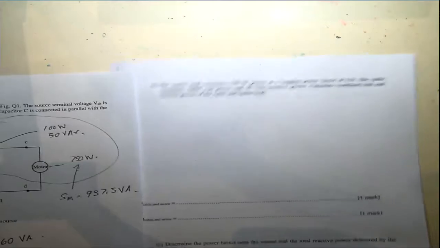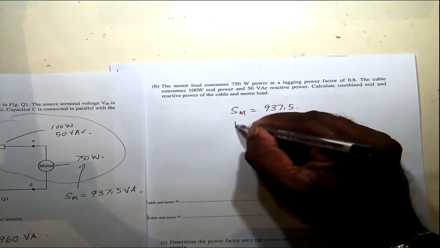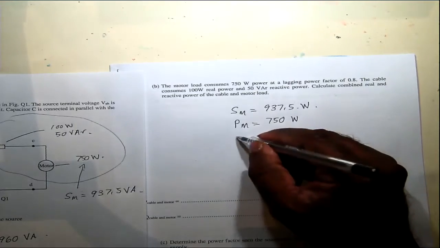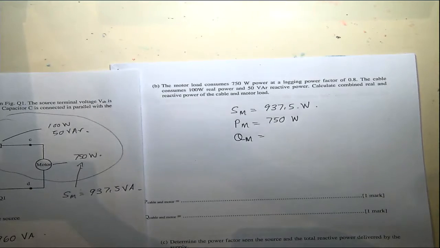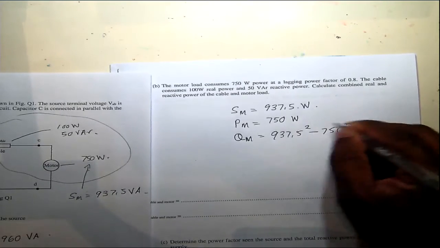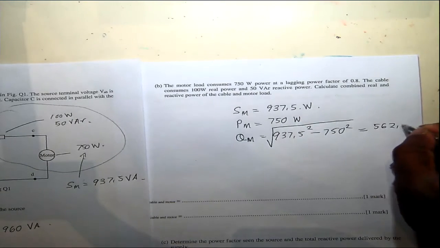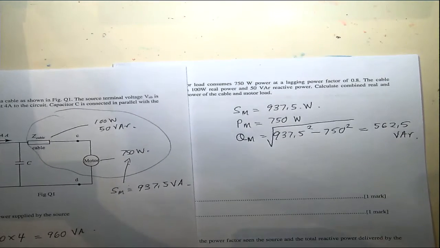So we have the motor apparent power, that value, and the real power is given as 750. The reactive power will be this apparent power squared minus real power squared, square root. So that will be 937.5 squared minus 750 squared, square root, gives you the reactive power. So that turns out to be 562.5 volt ampere reactive. So now we add everything up.